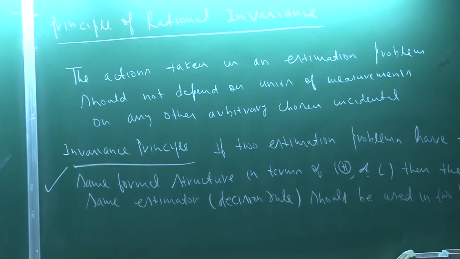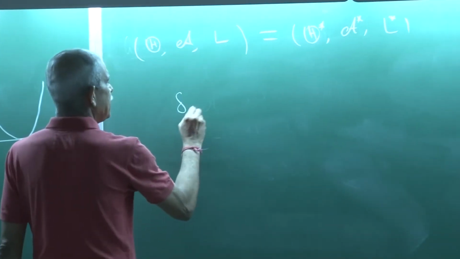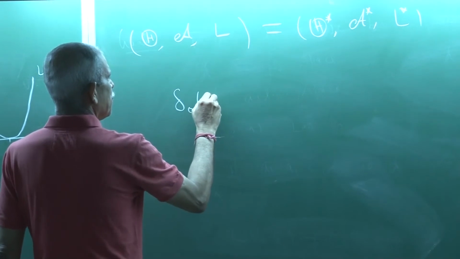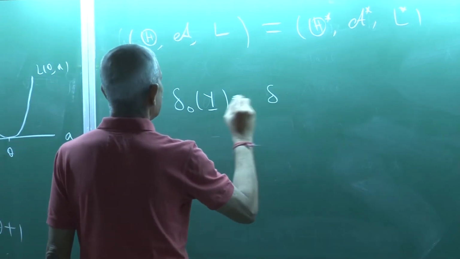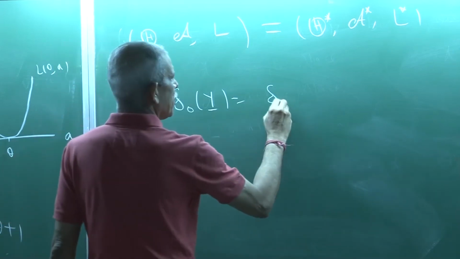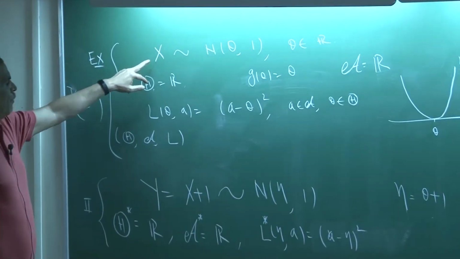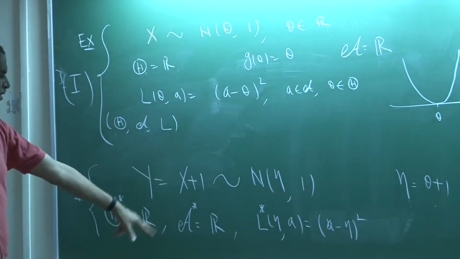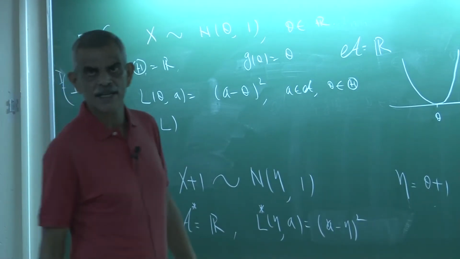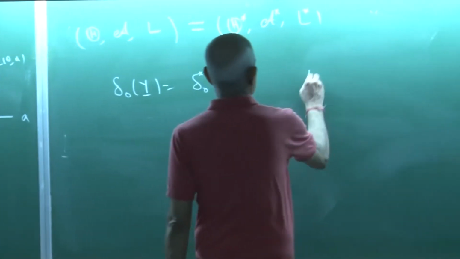So if I'm using the non-randomized estimator, it says my estimator under y should be same as delta naught star y. So if I'm using delta naught for estimating theta over here, I should use the same estimator over here for estimating eta. So that is what the invariance principle says.